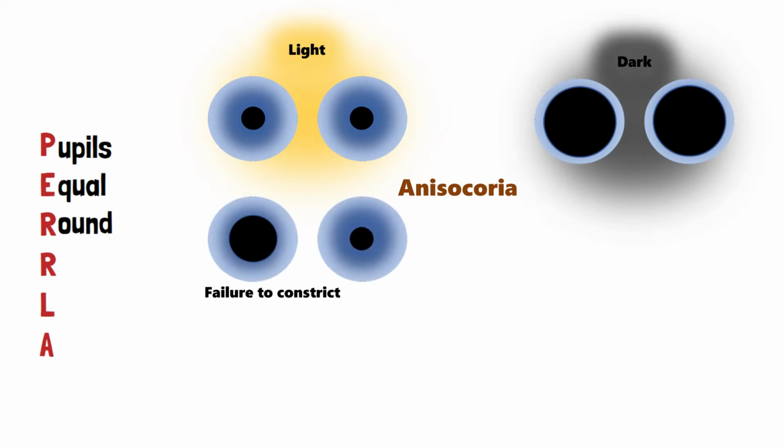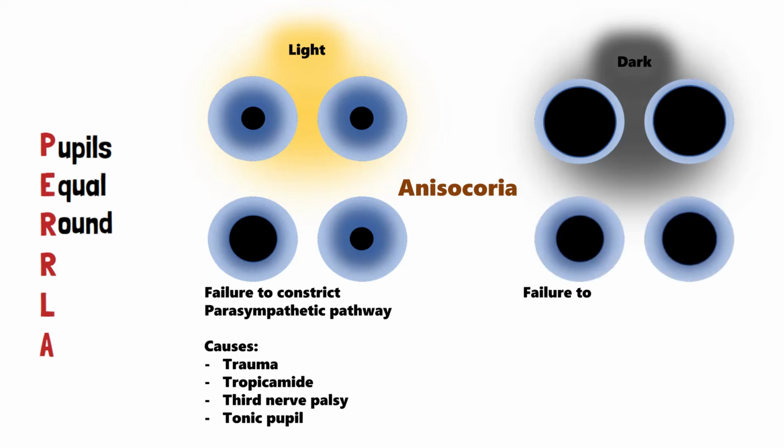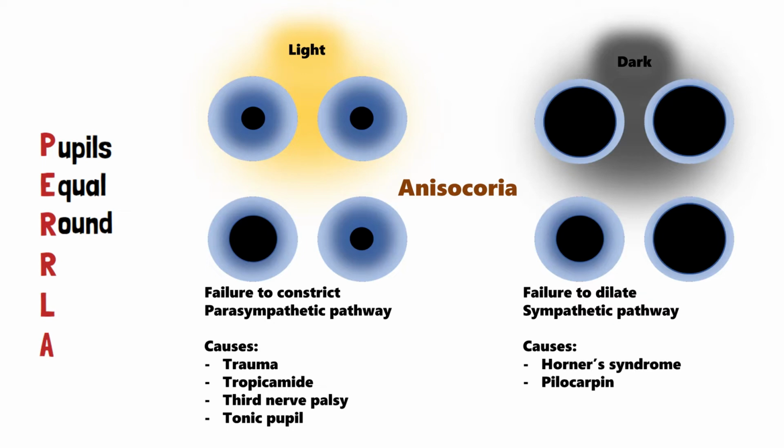The parasympathetic pathway is responsible for constriction of the pupils, and damage to the parasympathetic pathway may be caused by the 4 T's: trauma, tropicamide or other similar pharmacological agents, third nerve palsy, and tonic pupil. On the other hand, anisocoria in the dark is due to a failure of the pupil to dilate. The sympathetic pathway is responsible for dilation of the pupils, and damage to the sympathetic pathway may be caused by Horner syndrome, pilocarpine or other similar pharmacological agents, and adhesions of the iris.